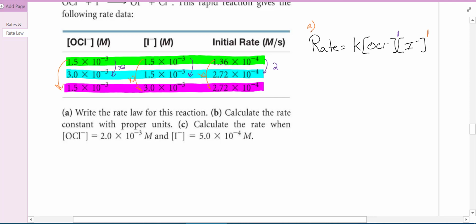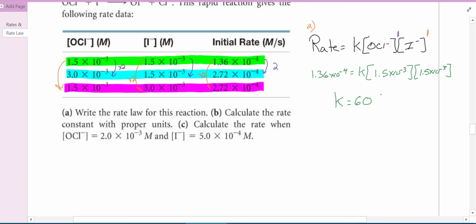B. Calculate the rate constant. Doesn't matter which one we'll use. I'll use green. So 1.36 times 10 to the negative 4 equals K times 1.5 times 10 to the negative third to the first. So in my calculator, 1.36 times 10 to the negative 4 divided by 1.5 times 10 to the negative third, however you want to input that in your calculator. So for K, I get 60. And 2 sig figs is right, 60.44444, so 60.